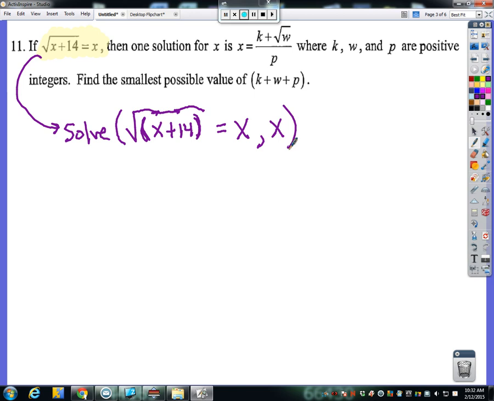Let me type this in real quick. x plus 14 in parenthesis equals x, comma x in parenthesis. And I only get one answer. It says x equals the square root of 57 plus 1, over 2.